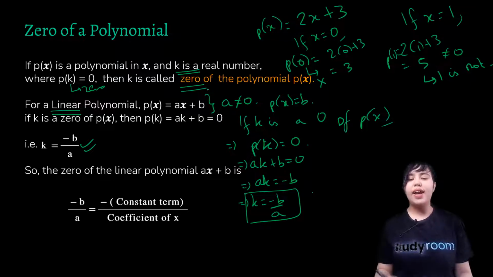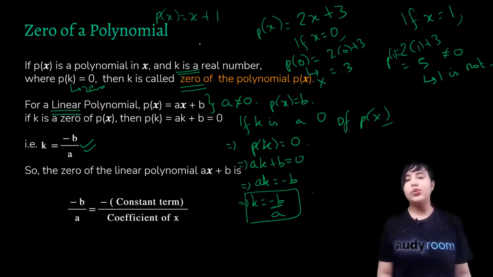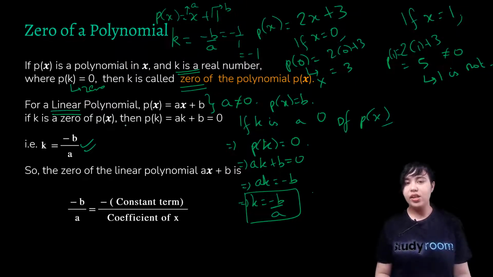So let's understand that by an example. If I give you p of x as x plus 1 and I ask you to find out its 0, what would you do? You will just say k is a 0 of p of x if it's equal to minus b by a, right? And what is b by a over here? b is 1 and a is also 1. So it will be minus 1 by 1, which is equal to minus 1. So using this formula, we get minus 1 as a 0 of this polynomial x plus 1.